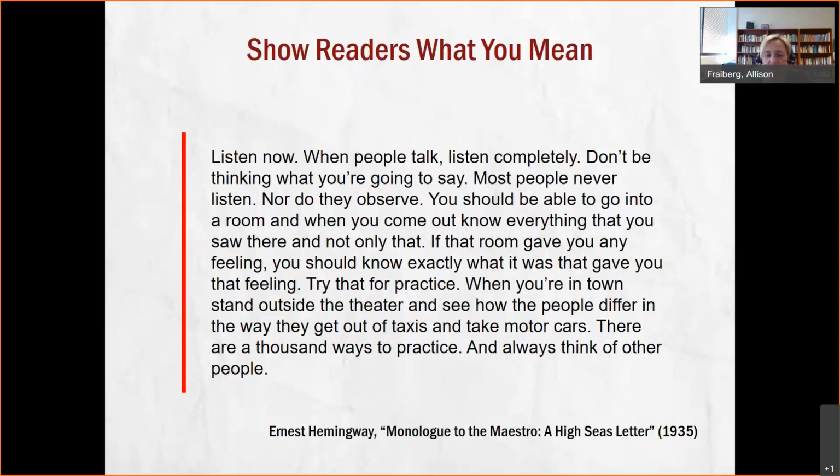When you're in town, stand outside the theater and see how the people differ in the way they get out of taxis and take motor cars. There are 1,000 ways to practice, and always think of other people. Now, Hemingway wrote this in 1935, but it's one of the best pieces that helps me clarify showing over telling, what it means to rely on experiences and really notice things, because that's what analysis is really about. It's about noticing things and noticing patterns that might not be obvious and bringing them to the surface and then talking about why they matter.